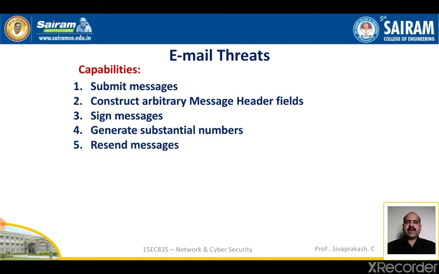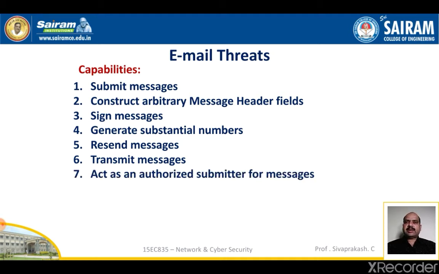The fifth one, resend messages that may have been previously signed by the domain. The sixth one, transmit messages using any envelope information desired. The seventh one, act as an authorized submitter for messages from a compromised computer. Then, manipulation of IP routing. This could be used to submit messages from specific IP addresses or difficult-to-trace addresses, or to cause diversion of messages to a specific domain.